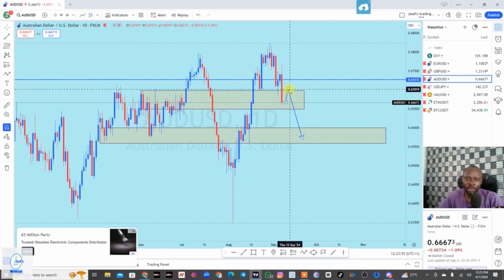So let's look at how the candlestick closed on the weekly chart on the Australia USD.